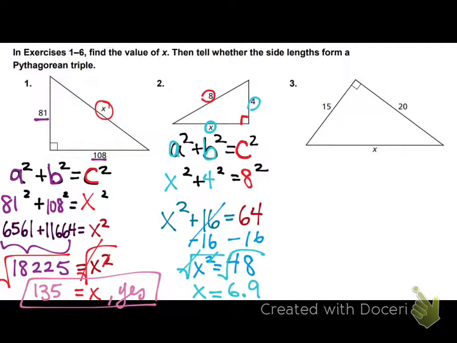6.9. So we need to decide if we have a Pythagorean triple. Are all of the side lengths whole numbers? They're not, because we had 8, 4, and 6.9. It's not a Pythagorean triple. You're going to do number 3 by yourself.